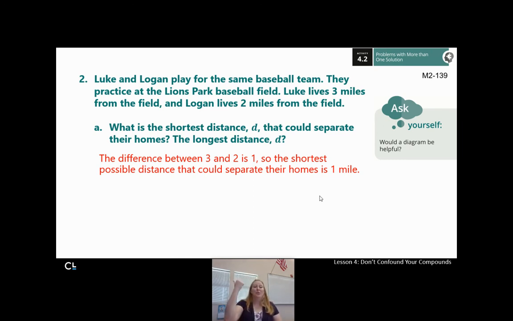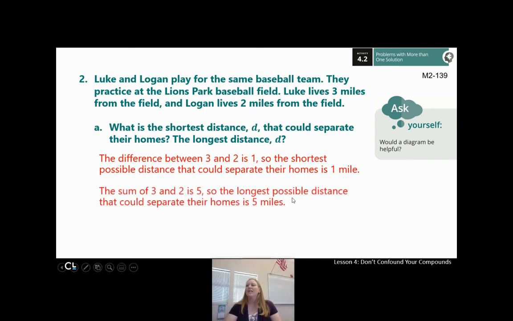What if Luke has to go one way and Logan has to go the other way? So Luke goes 3 miles this way and Logan goes 2 miles this way. Well, suddenly that's not a difference anymore. That's a sum, isn't it? So the sum of 3 and 2 is 5. That means the longest possible distance that could separate their homes is 5 miles.